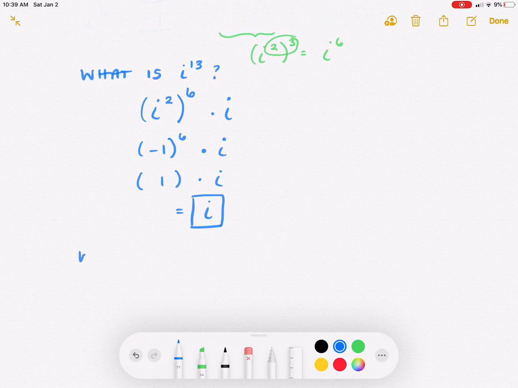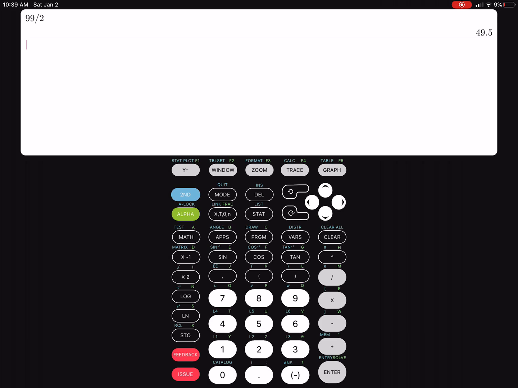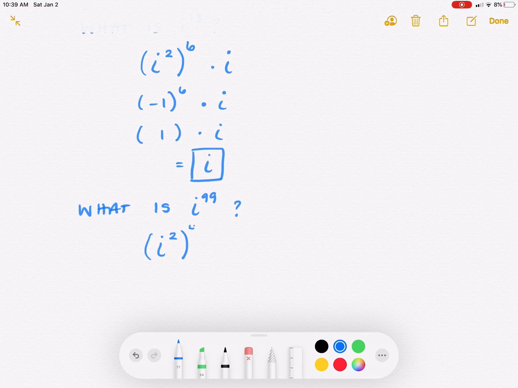So last question here, what we've been building to is what is i to the 99th power? Well, what we're going to start by doing is we're going to figure out how many times i squared goes into 99. Well, if you want to go grab your calculator really quick, and we take 99 and divide it by 2, it's 49.5. And so what that means is that 2 goes into 99 49 whole times. Well, i squared to the 49th power is only i to the 98. So we need to multiply by an extra i to make 99.